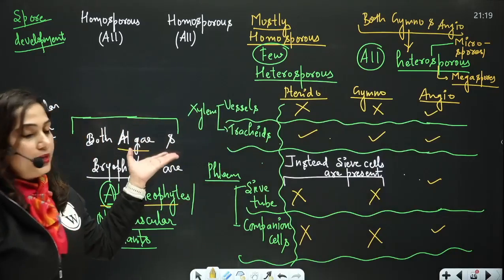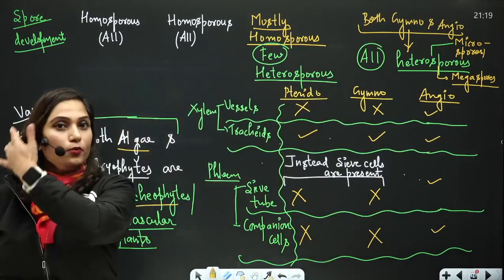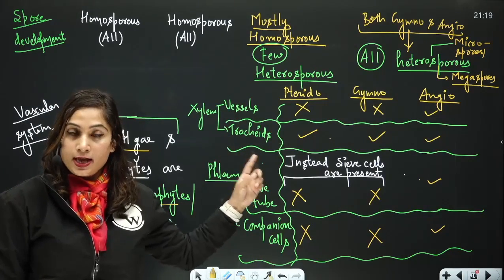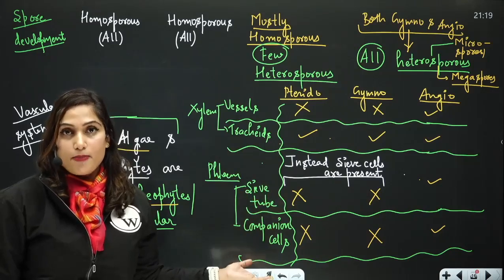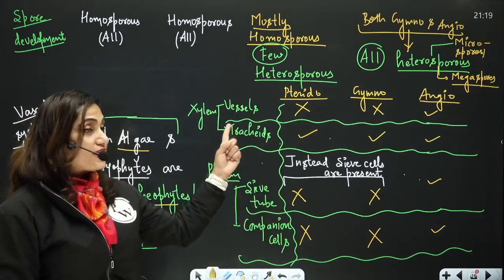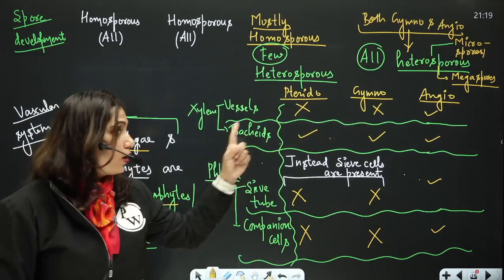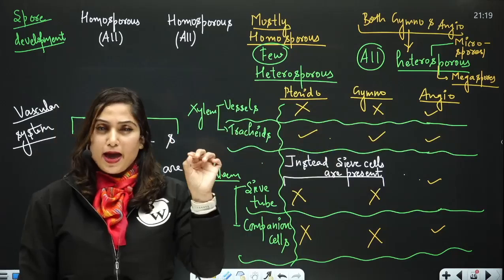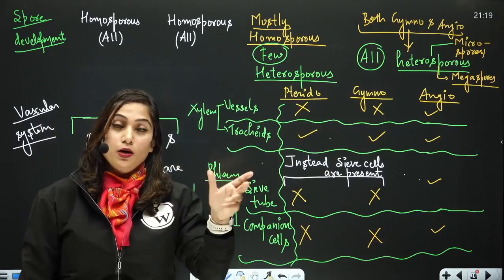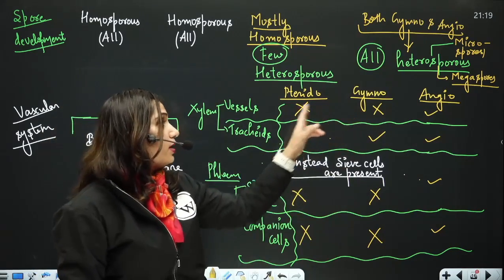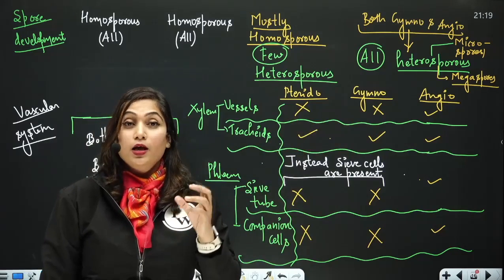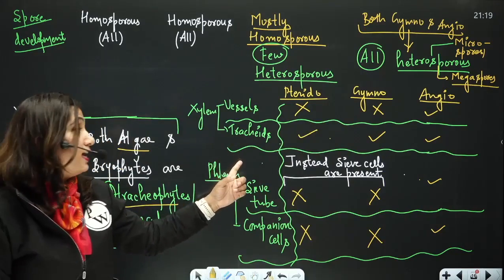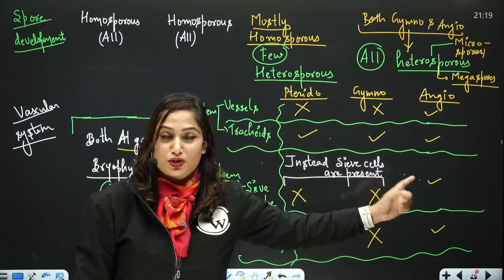Now let's discuss the condition in pterido, gymno and angio. We know that the two important components of xylem are vessels and tracheids, and that of the phloem are sieve tube and companion cells, right? Vessels are only present in angiosperms, absent in gymno and pterido. Gymnosperm has few exceptions which I will be dealing with later on, but generally gymno and pteridophyte do not have vessels. To have vessels is peculiar to angiosperms. Tracheids are present in all of them for conduction.